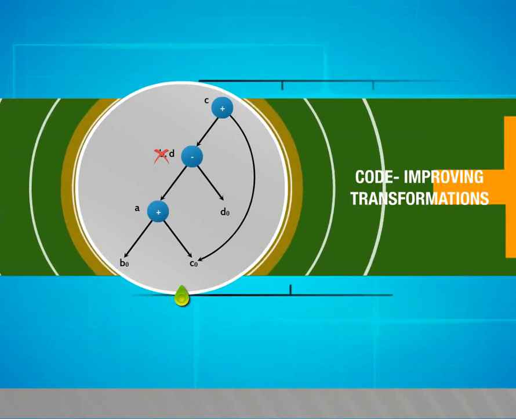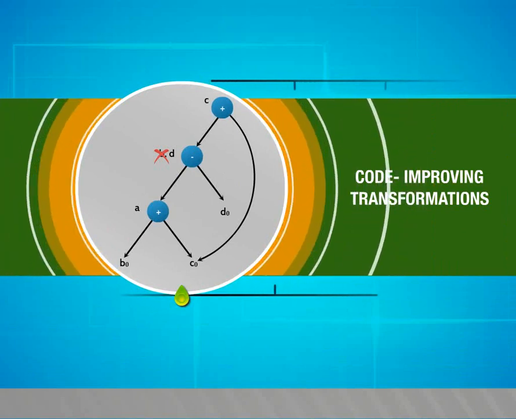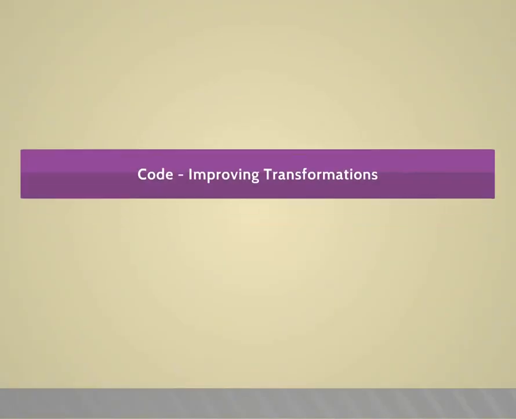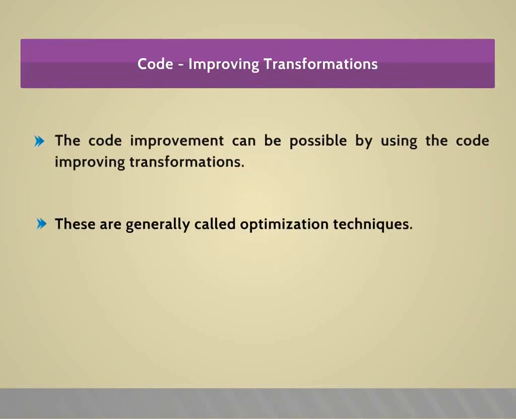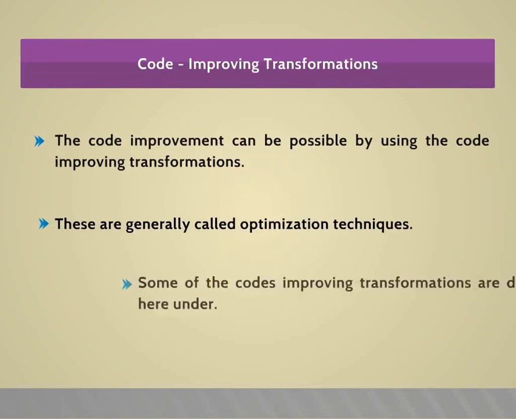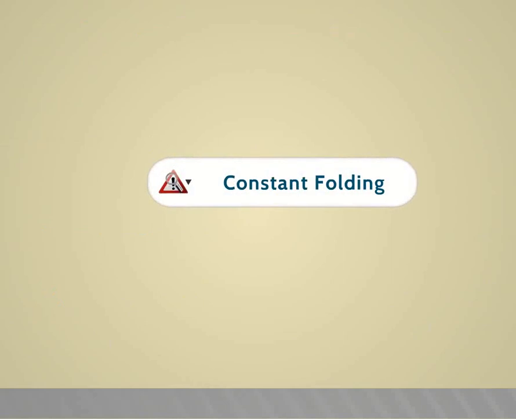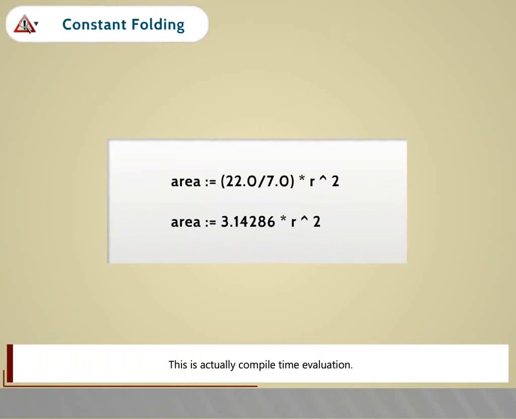Code improving transformations. In this video, we are going to see about code improving transformations. The code improvement can be possible by using the code improving transformations. These are generally called optimization techniques. Some of the code improving transformations are discussed hereunder. Constant folding. This is actually compile time evaluation.